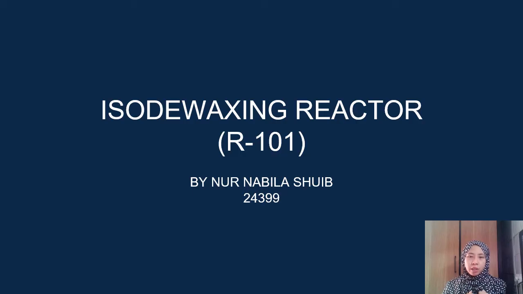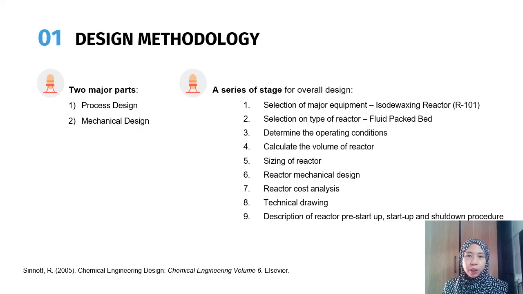Next, I'm going to explain the process design of isodeoxane reactor R101. Moving on to the next slide. The first part I'm going to present is the design methodology. Generally, the design methodology for the major equipment is classified into two major parts, which are process design and mechanical design. The overall design was carried out in 9 steps.